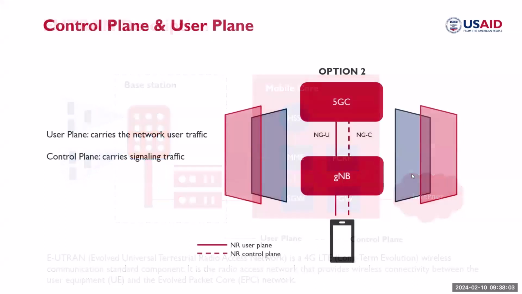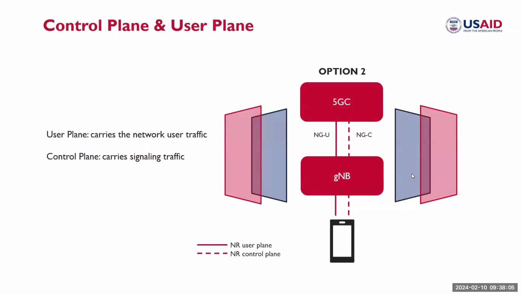And also even in LTE we already have the user plane and control plane. In other words, pinaghiwalay lang natin. User plane, andito yung mga payload mo, ito yung user traffic mo. But then you need to have signaling.